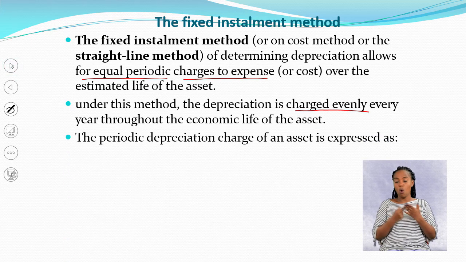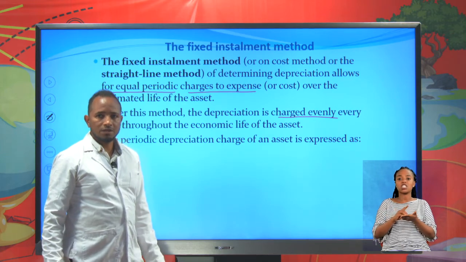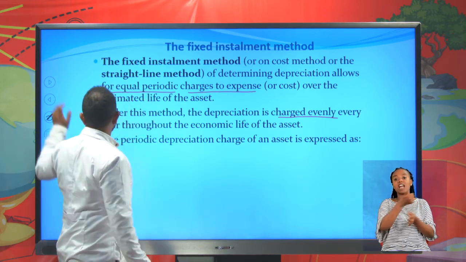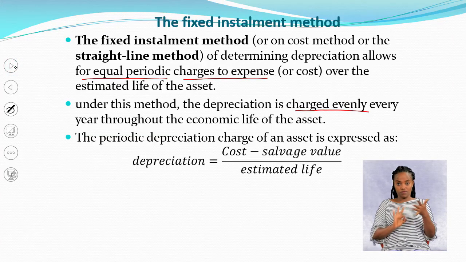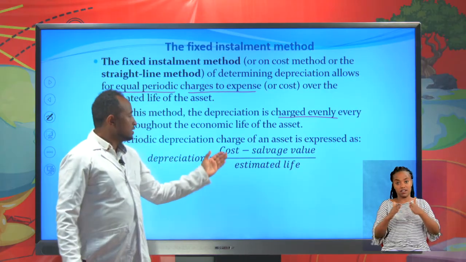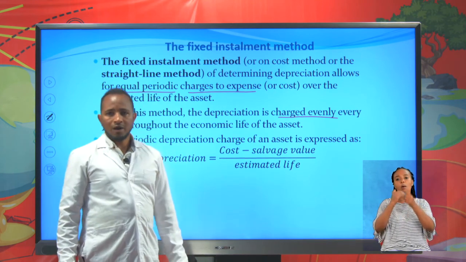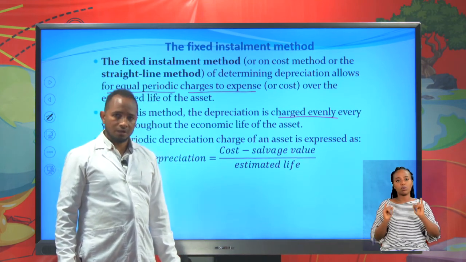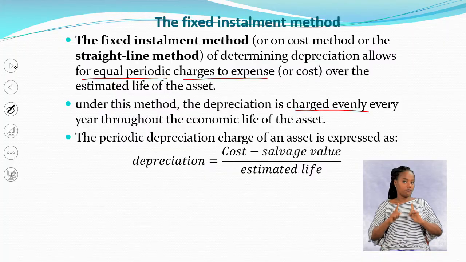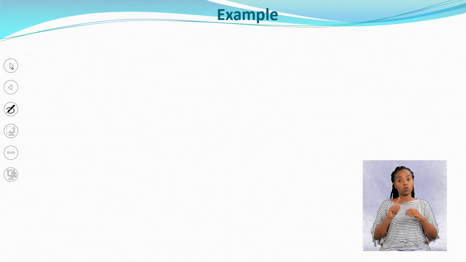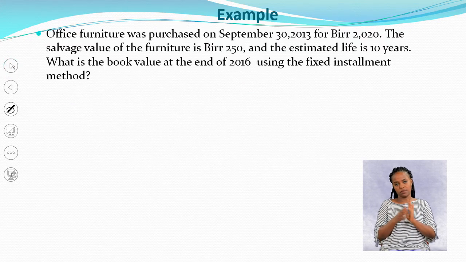So the periodic depreciation charge of an asset is expressed as: depreciation using the straight line method is given as cost minus salvage value divided by estimated life. So let's see an example for this.